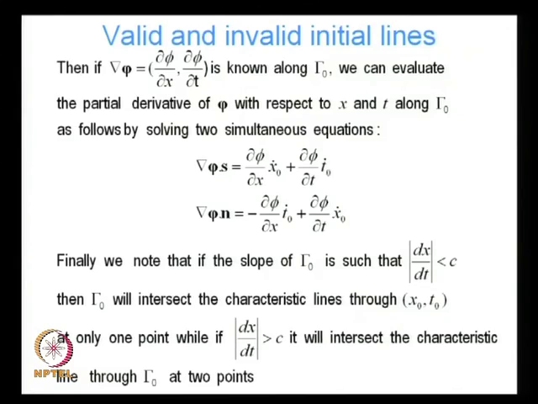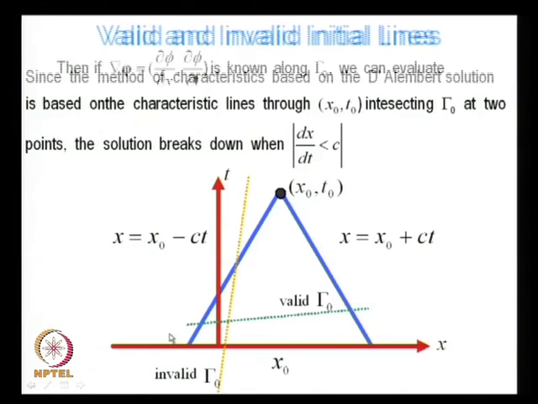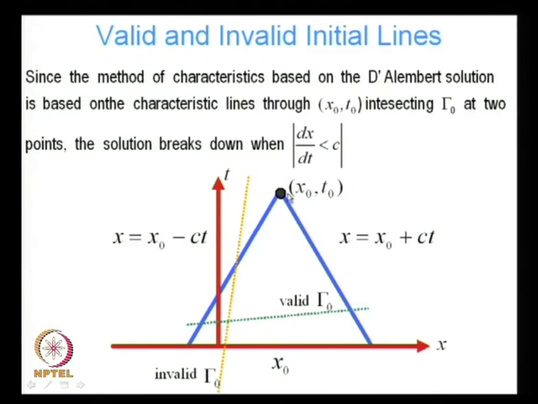Finally, one more point. We note that if the slope of gamma 0 is such that dx/dt is less than c, then gamma 0 will intersect the characteristic lines through x0, t0 at only one point, while if dx/dt is greater than c, it will intersect the characteristic lines through x0, t0 at 2 points. Sorry. Basically what I am trying to say, I have tried to make clear from this picture.